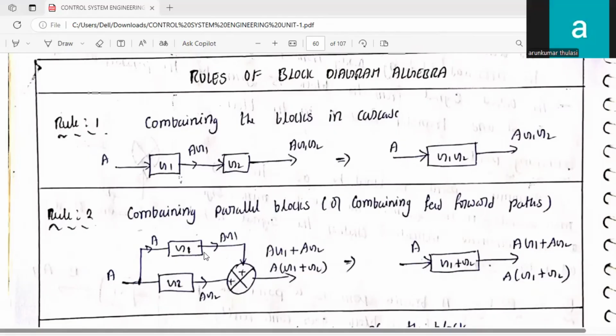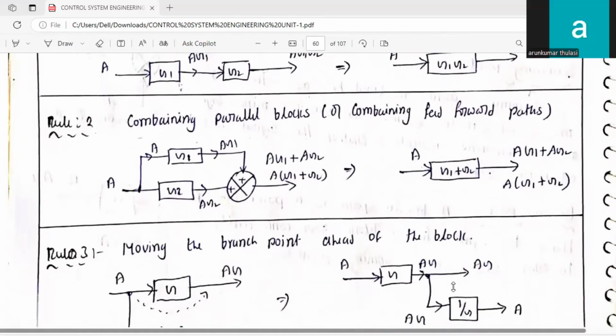After eliminating these parallel blocks, we will get G1 plus G2 because both have the positive sign, right? So we'll have G1 plus G2. Suppose if it has the negative sign, then we'll get G1 minus G2. Whatever modification we do, it does not disturb the input-output relation. Before eliminating the parallel blocks, we get the output A into G1 plus G2. After elimination of these parallel blocks, we are getting the same output A into G1 plus G2.